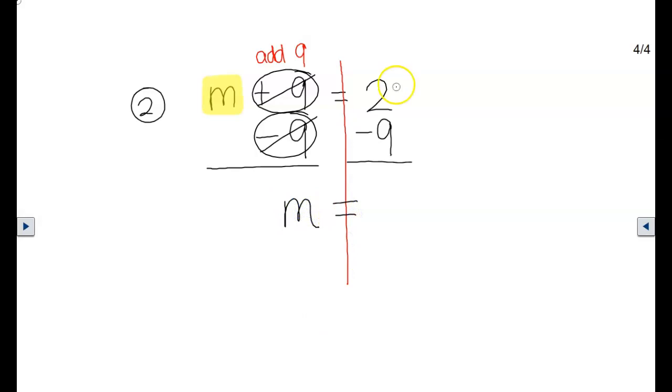What's that equal to? Well, I need to do a little math to find out. 2 minus 9 is what I got to do. So the m in this problem should be a negative 7.